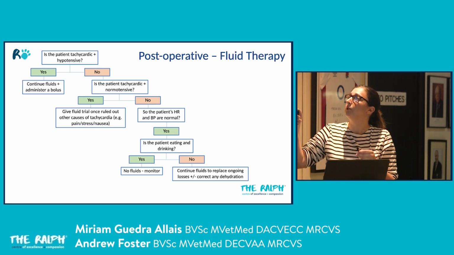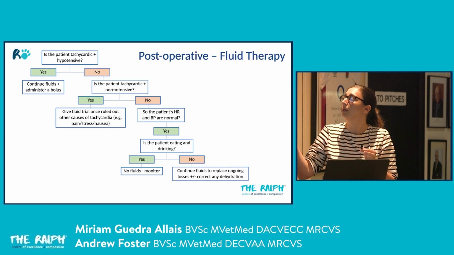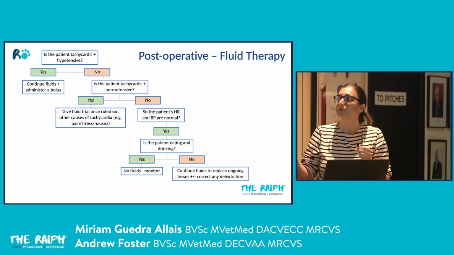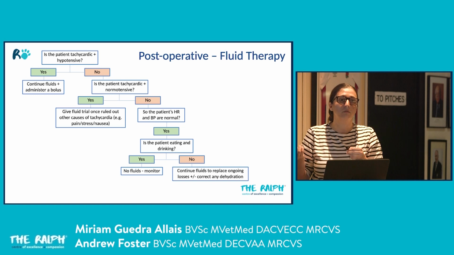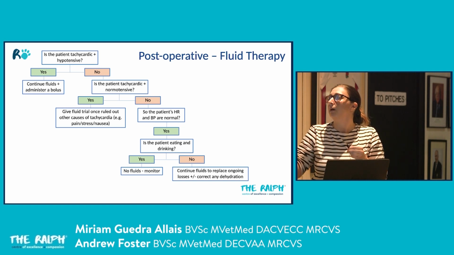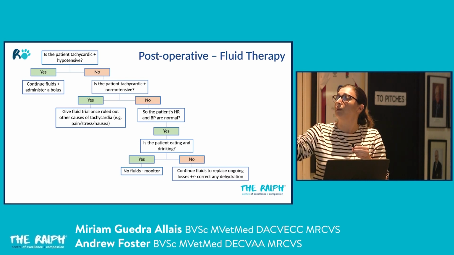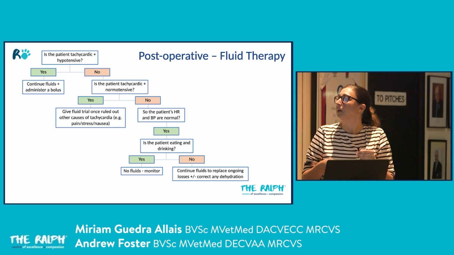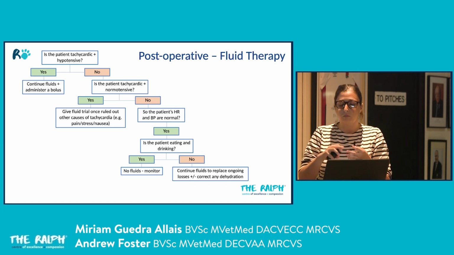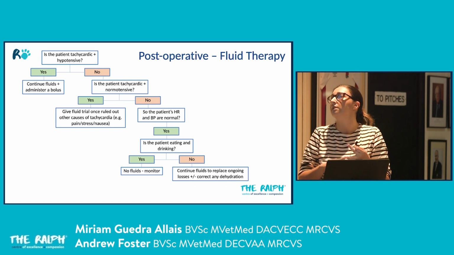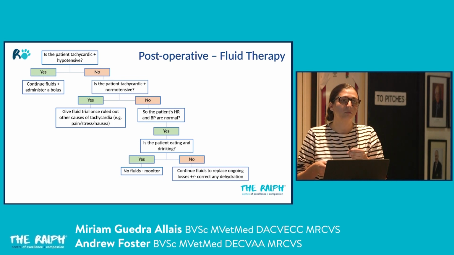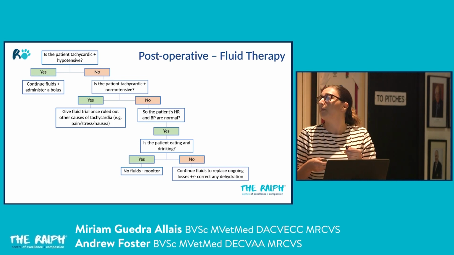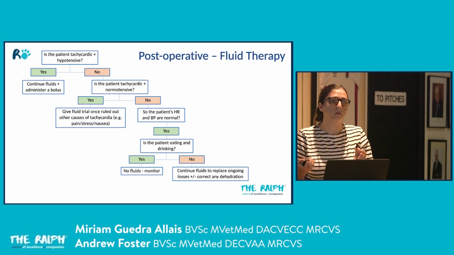Otherwise, if the patient is completely normal, great. Is the patient eating and drinking? Even better. Do I need to continue the fluid? Probably not. If everything is fine, I will usually stop the fluid and let the dog drink and eat as he wants. If he's normotensive and not tachycardic, but he's not drinking and eating, just continue to supplement fluid at a normal rate of 2 to 3 ml per kilo per hour.